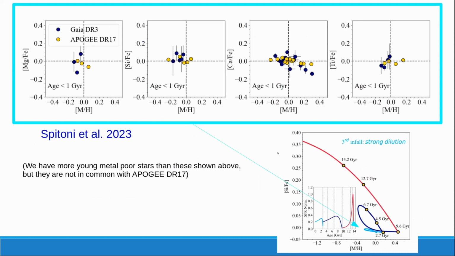In this paper of Spitoni 2023, he found evidence of a third infall by observing metal poor stars, but very young, and also some alpha parameters in common with APOGEE are in very good agreement, showing similar trends and in general in the same range of values.